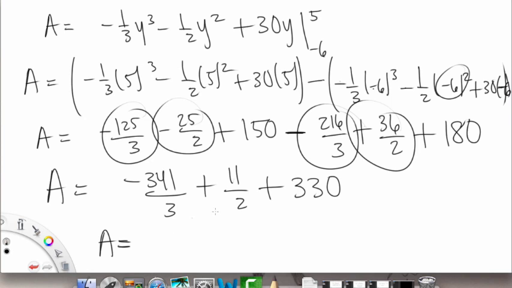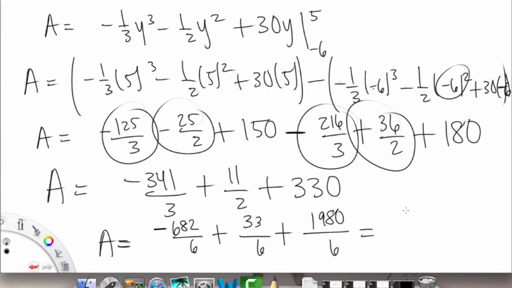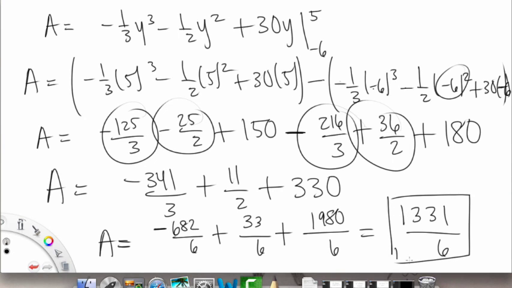So for this first, we're going to get the common denominator of 6. So here we're going to multiply times 2, so we get 600, not 600, hold on here. Yes, so 682 over 6. And then plus, this one we're going to multiply times 3, so 33 over 6, that wasn't too hard. And then this one is a doozy, so if we multiply 330 times 6, we're going to get 1980, okay? And this is going to turn out to be a whopping 1331 over 6, and this is a positive number, okay? So this is our final area there.